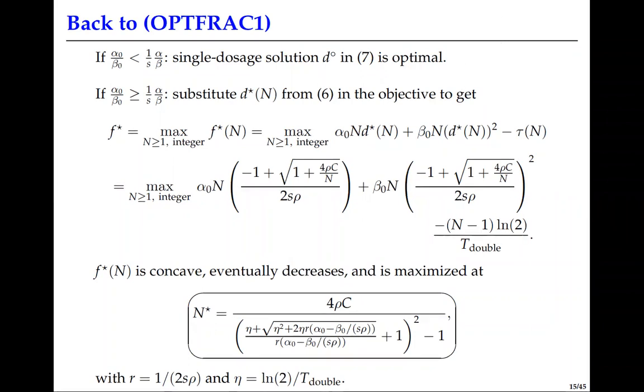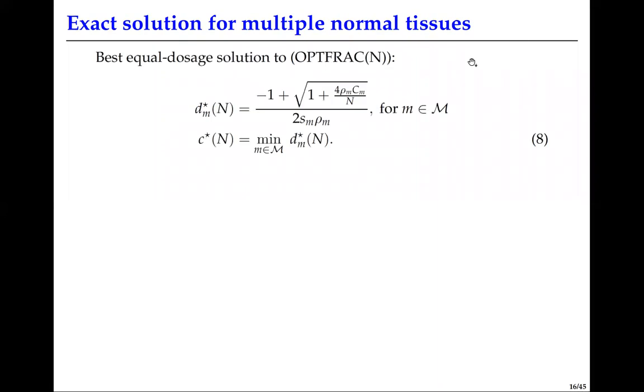Okay, I'm going to continue on now. Now let's look at how we can use the insights we have obtained so far to exactly solve the problem with multiple normal tissues. In applications, in most cases, you would actually have this situation where you do have multiple normal tissues. So what we're going to do now is first look at equal dosage solutions and single dosage solutions, and we're going to use the insight we obtained from the single normal tissue case.